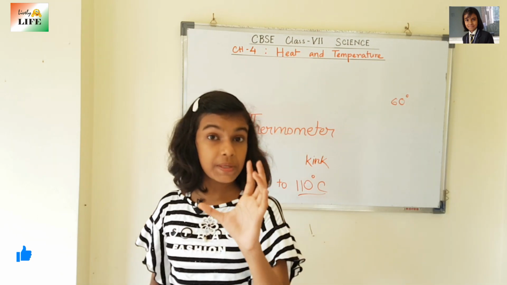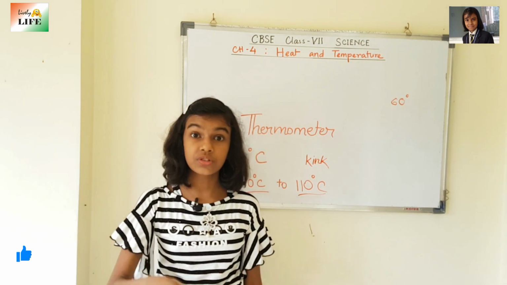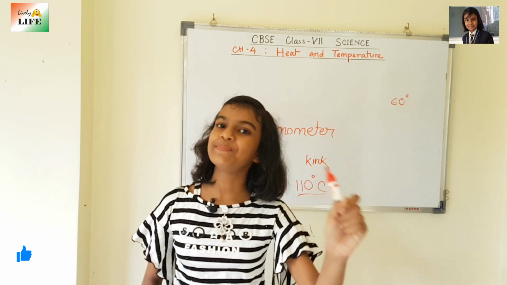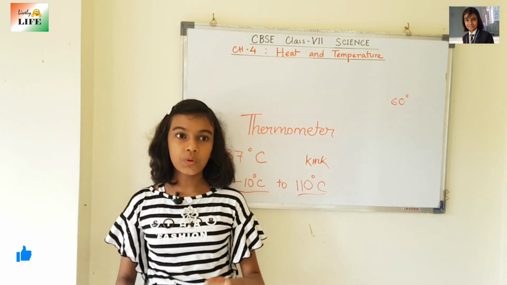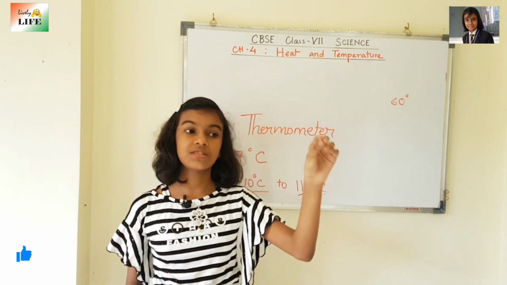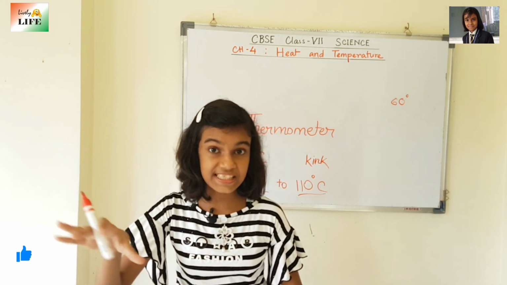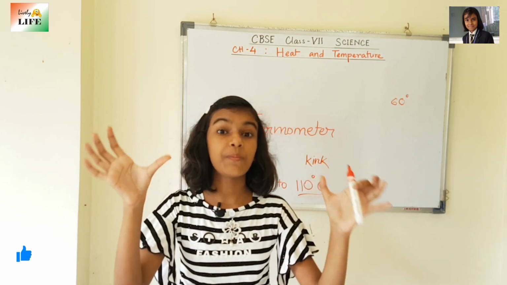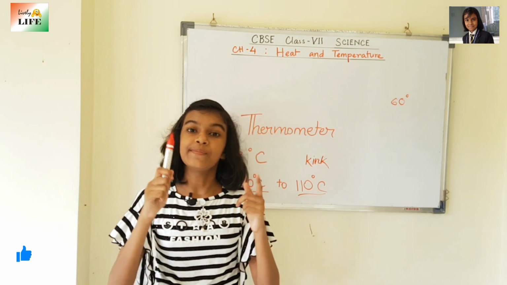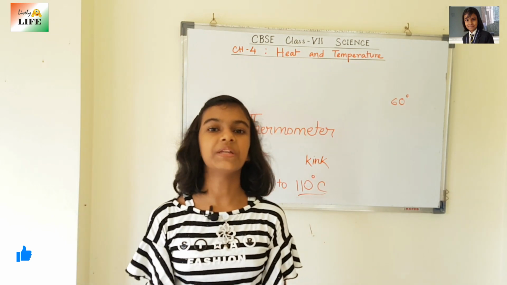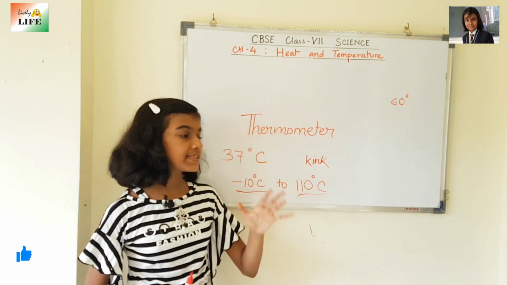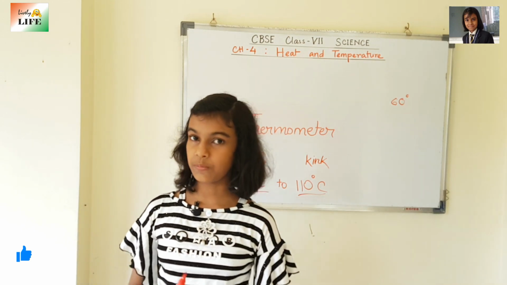The maximum and minimum temperatures of a particular day are measured in the maximum minimum thermometer. You have seen in the newspapers the maximum temperature is this, the minimum temperature is this, and this maximum temperature and minimum temperature of a day is measured in the maximum minimum thermometer. Okay, this is the use of the maximum minimum thermometer.